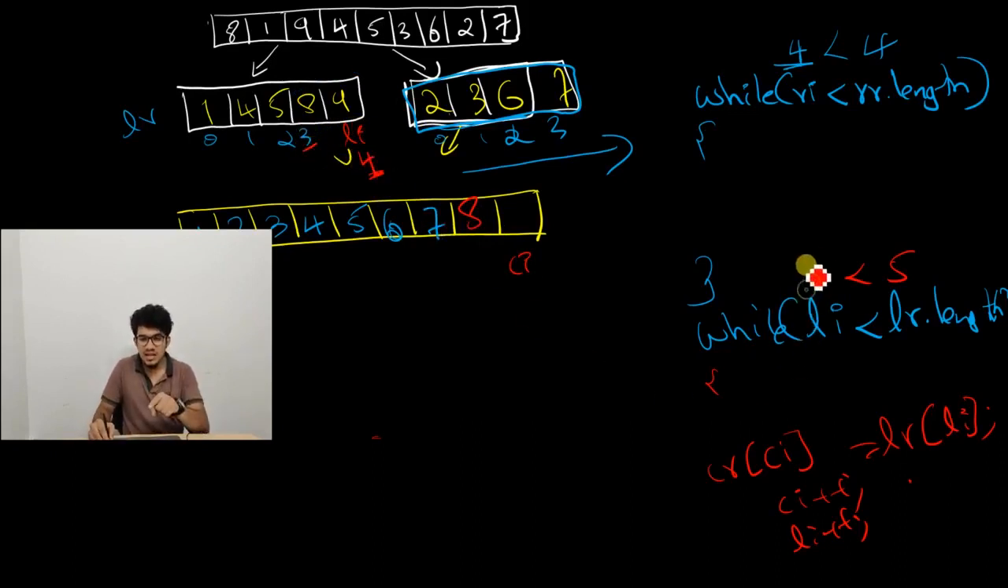It will check the condition. Is 4 less than 5? Yes. Still we have to copy. So what I have to tell to copy? As it is, I have to copy, right? So CR of Ci equals LR of Li. What is LR of Li? 9. 9 has to be stored wherever Ci is there.